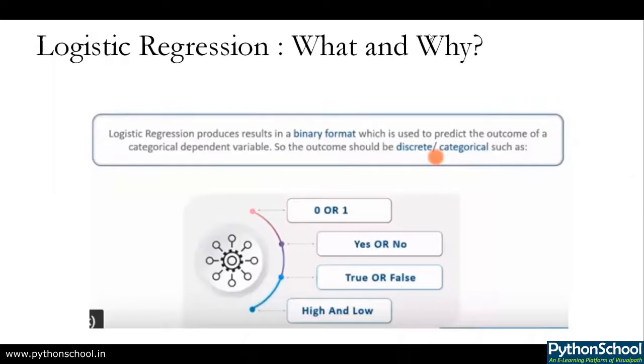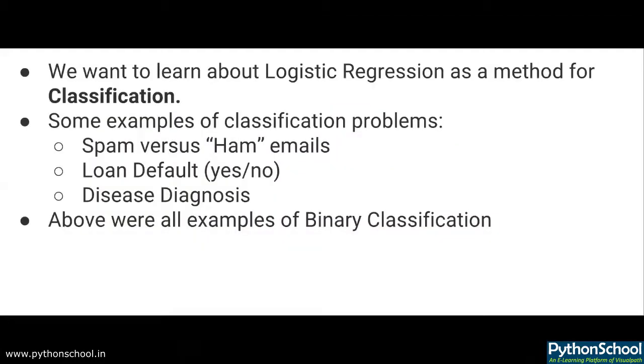So logistic regression produces results in a binary format, which is used to predict the outcome of a categorical dependent variable. So the outcome should be discrete or categorical, such as zeros or ones, yes or no, true or false, high and low, etc. Here we try to decide which of the categories a new observation belongs to. For example, in disease diagnosis, we can classify if someone has cancer or not, or someone is diabetic or not.